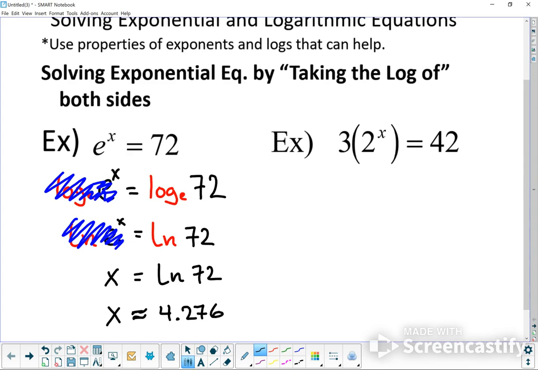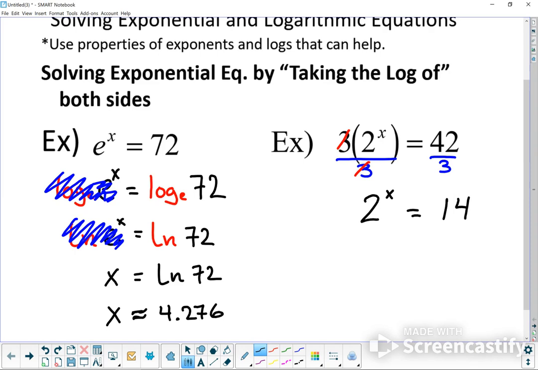Okay, let's look at the second one. Again, these are exponentials, but before we take the log, we need to make sure that it's only the exponential, not the other stuff. So we need to get rid of that 3. First we're going to divide by 3. Now we have 2 to the power of x is equal to 42 divided by 3, which is 14. Now we are where we need to be.